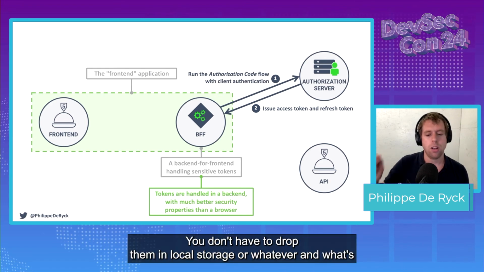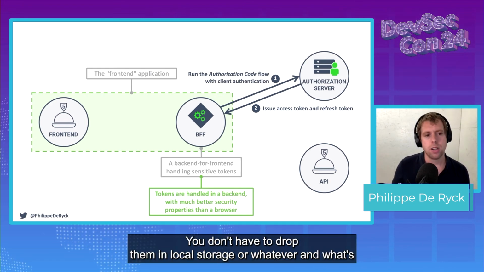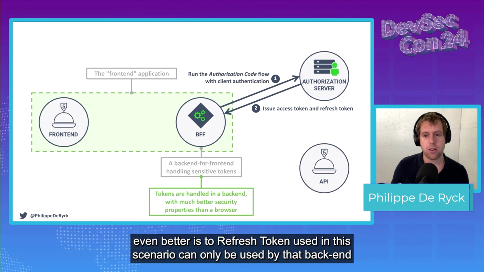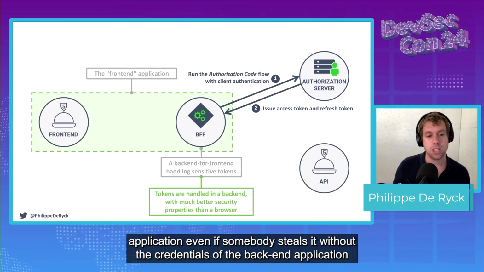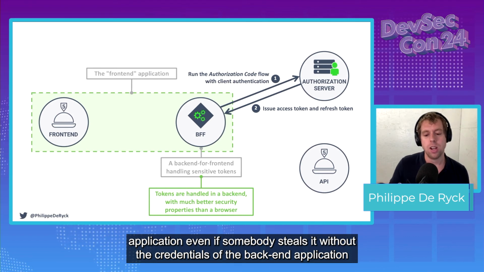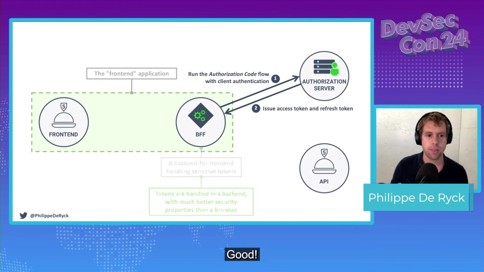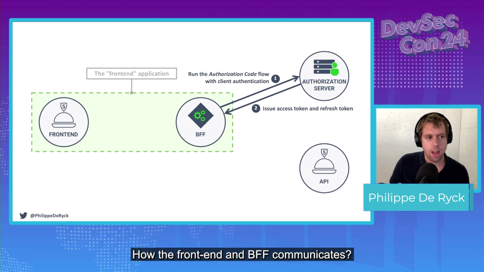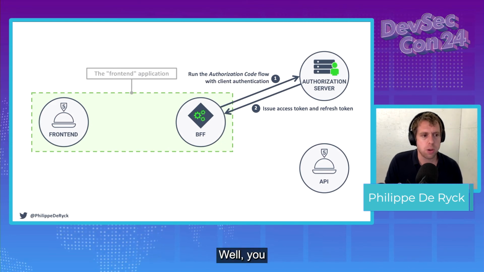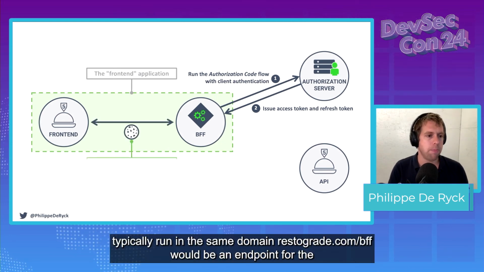You don't have to drop them in local storage or whatever. And what's even better is the refresh token used in this scenario can only be used by that backend application. Even if somebody steals it, without the credentials of that backend application, that BFF, an attacker will not be able to abuse those tokens. Good. How do the frontend and the BFF communicate? Well, you typically run these in the same domain.